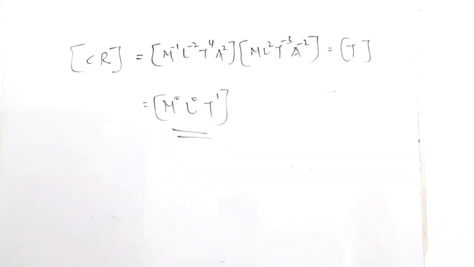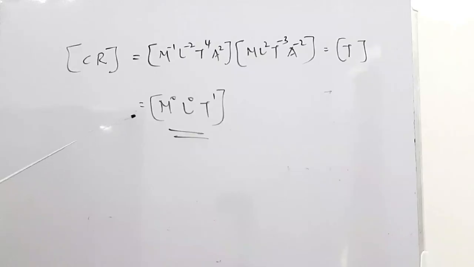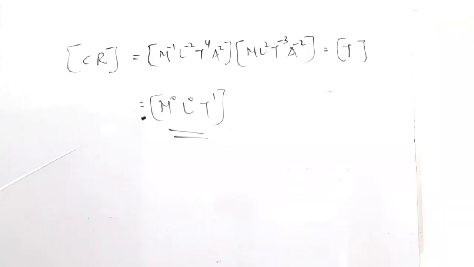Therefore the dimension of CR will be, this is the dimension of C and this is the dimension of R. Here M raised to minus 1 and M will cancel, L raised to minus 2 and L square will cancel, T raised to 4 and T raised to minus 3 becomes T, and A square and A raised to minus 2 will cancel. So the dimension of CR is equal to the dimension of time. Writing in terms of mass, length and time, the dimension of CR is M raised to 0, L raised to 0, T to the power 1.